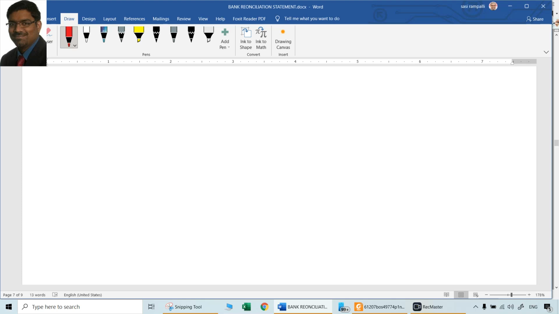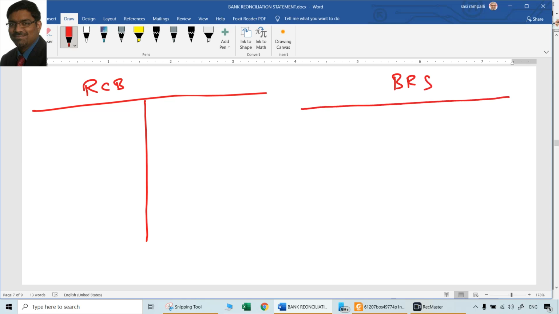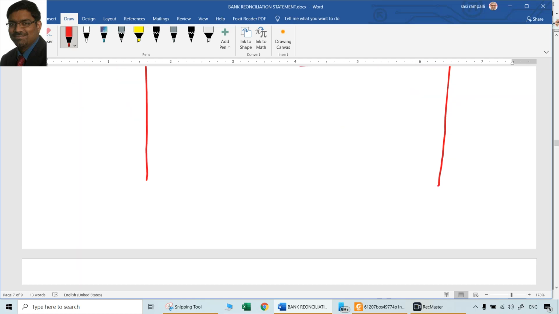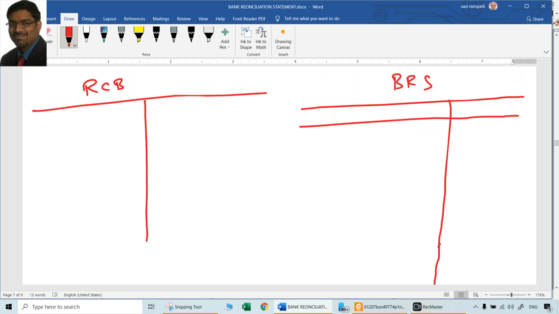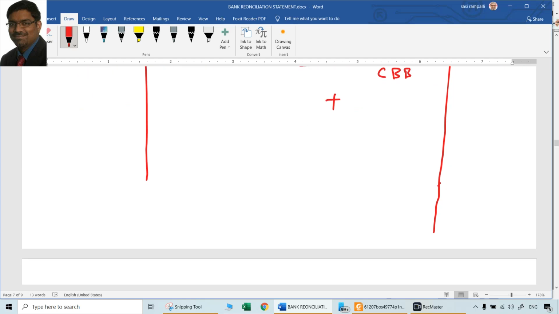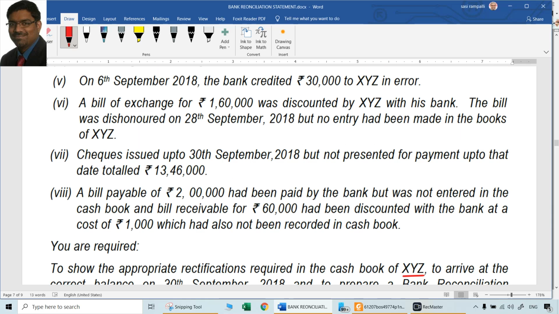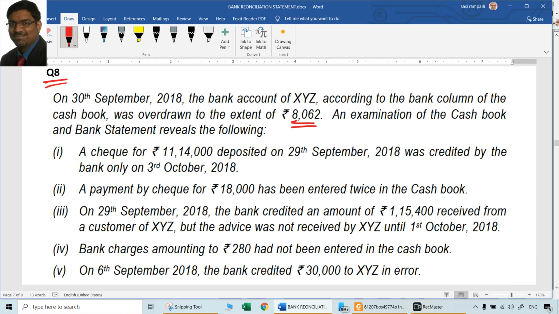So two things have to be done as usual. One is a revised cash book or amended cash book, whatever we call it. Then a bank reconciliation statement. Of course, the starting point of the bank reconciliation statement has to be the balance as per cash book, because that is what will be the result of the first calculation. So the cash book balance will be the starting point. How much is that? We don't know. But whatever it is, certainly some items have to be added and some items have to be deducted. Let us see each of these items one by one. Starting point first of all is what?